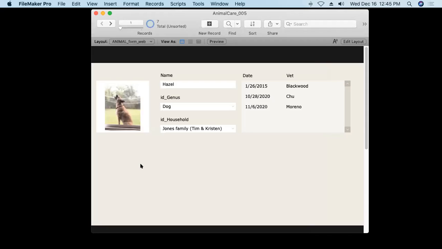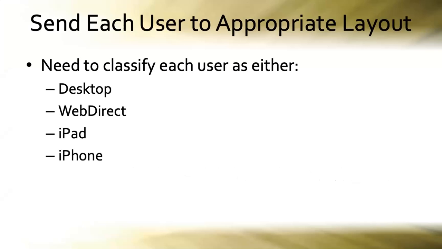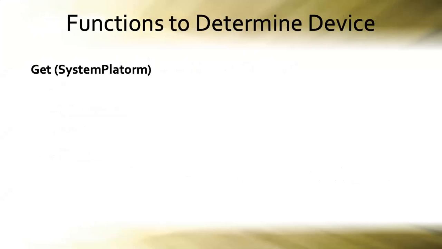And at this point, we're going to start to figure out how to send each user to an appropriate layout. Now, the four layouts that I just made for the animal table were for desktop users, WebDirect users or web users, which really could be instant web publishing back in the old days if you're still running an older version of server, or WebDirect in the newer versions of FileMaker Server, iPad users, and iPhone. Those are the four classifications that I want people to fit into. All right. So to do this, we're going to write a function. We're going to use some functions to determine the device type.